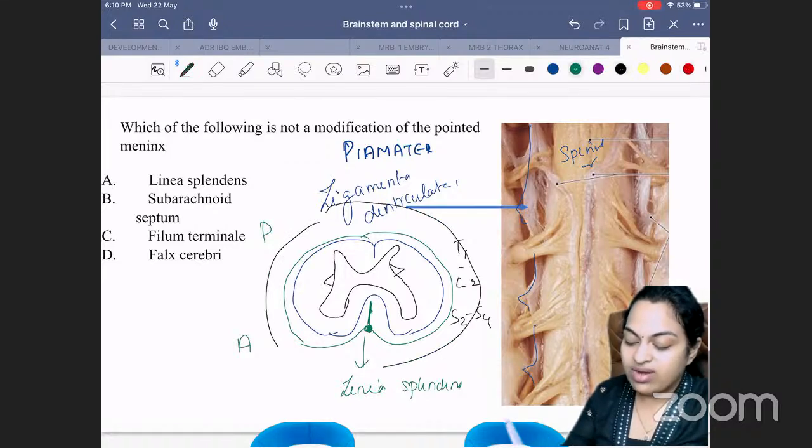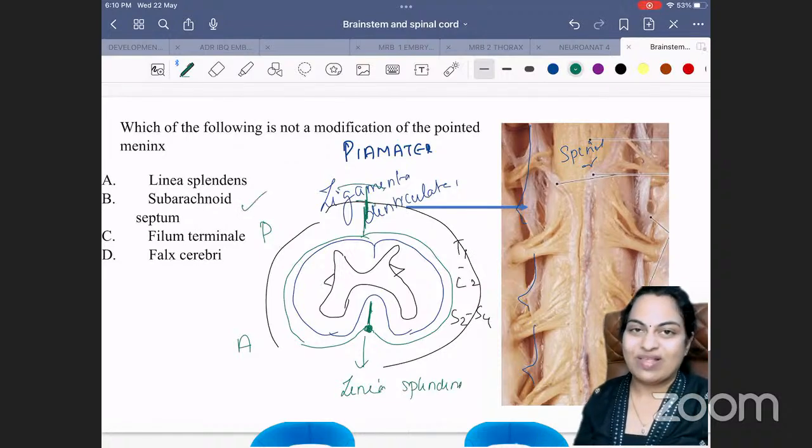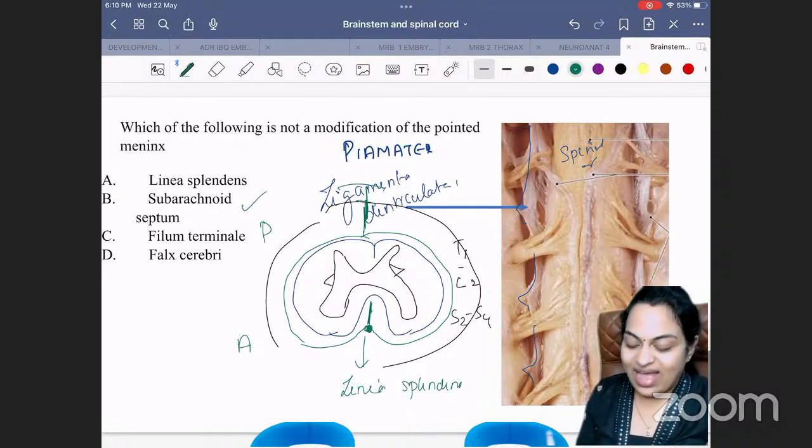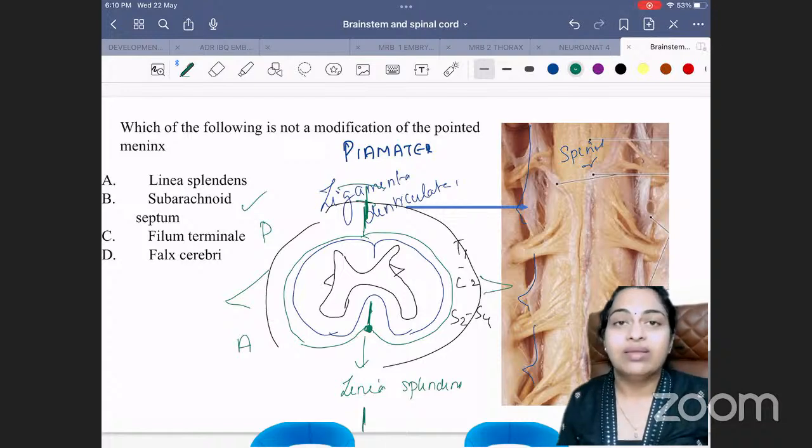On the posterior aspect, the pia mater again sends a septum. It goes and attaches to the arachnoid. Sometimes it can pierce the arachnoid and attach to the inner surface of the dura. It's called the subarachnoid septum. And on the lateral aspect, we have the ligamenta denticulata. And on the lower aspect, we have the filum terminale.